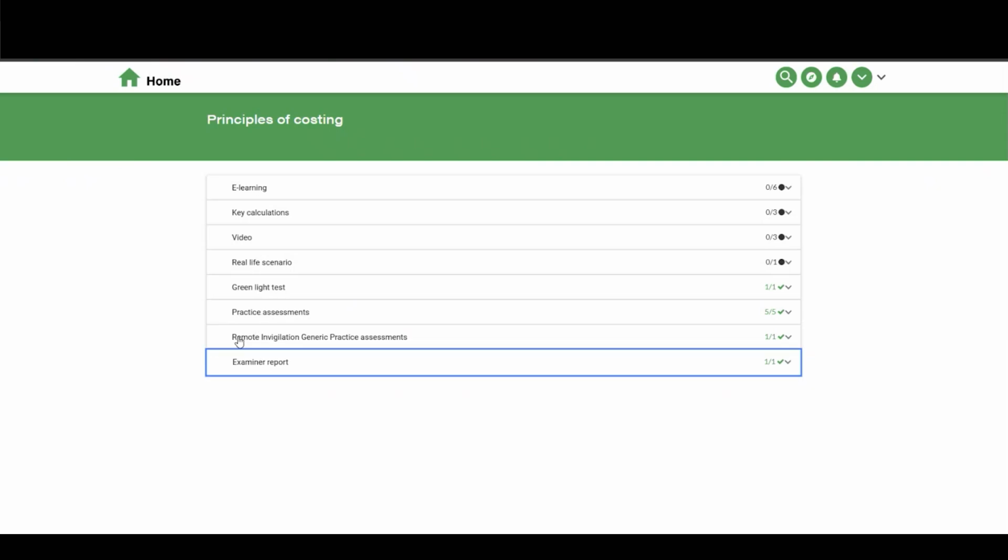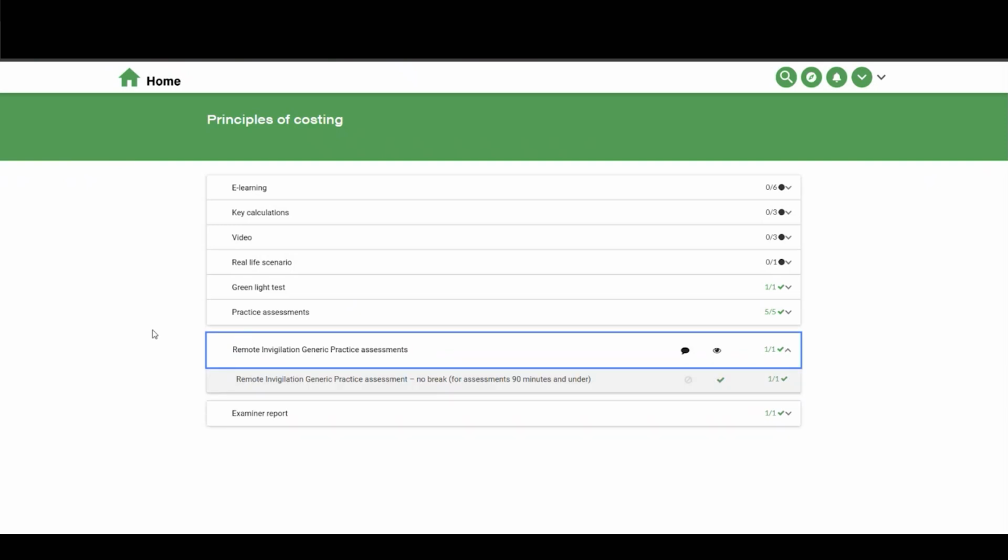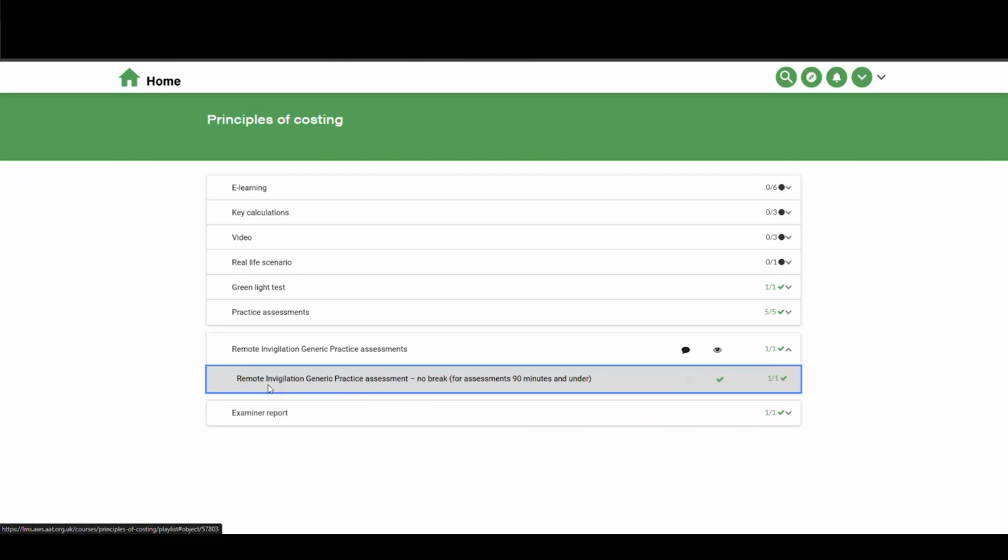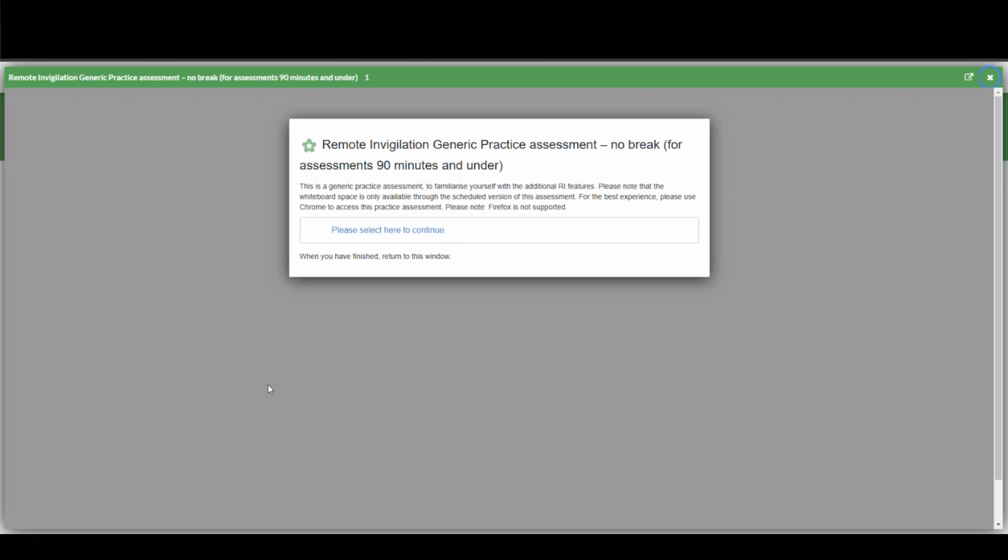That brings us to the practice assessments. You'll notice that there is a section here that says Remote Invigilation Generic Practice Assessments. What this is here for is to give you a chance to see what the remote invigilation environment looks like before you actually sit the assessment. It doesn't actually contain a Principles of Costing assessment. It is generic. So if we just have a quick look at this, if you are thinking of sitting your exam remotely, then it's definitely worth having a look at this.